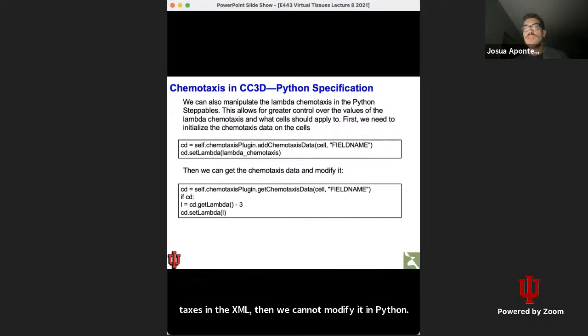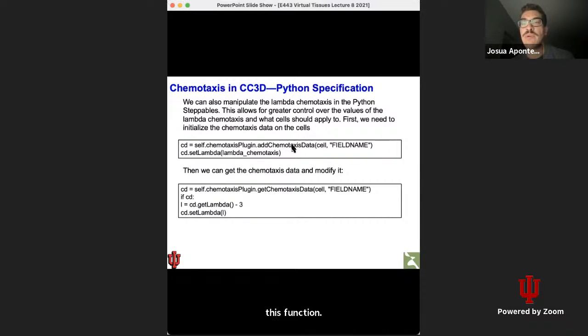But there is also the option of modifying our lambda chemotaxis in Python, and we'll see later what we will use that for. But at least here, what we want to show is the syntax to do this modification. First, we call this Chemotaxis plugin add chemotaxis data. We need to do this every time we initialize a cell that we want to be able to respond to the field, we need to call this function.